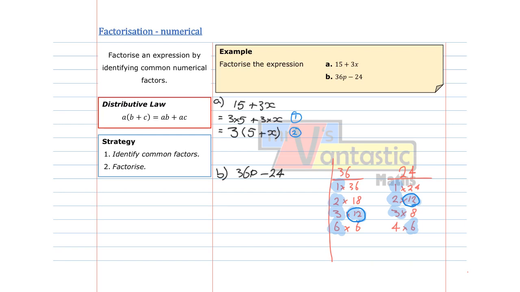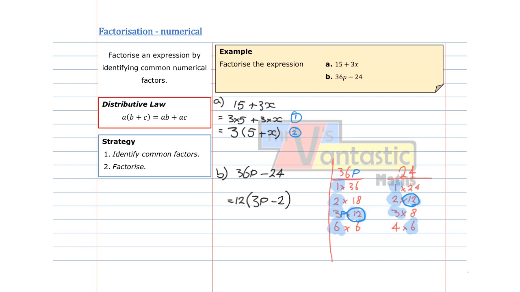And so 12 will be the number that goes at the front of the bracket. So we're going to have 12 out front of the bracket, and we're going to put the rest inside of the bracket. And so over here we had 3 left. But this was part of the 36p, and we don't want to forget that p. So we have 36p, so this is technically 3p. So we're going to have 3p that goes inside of the bracket, minus, and then the leftover from 24 is the 2. So the 2 goes in the bracket.